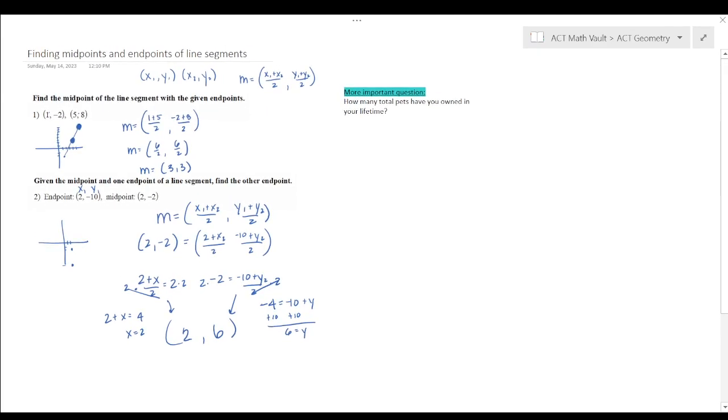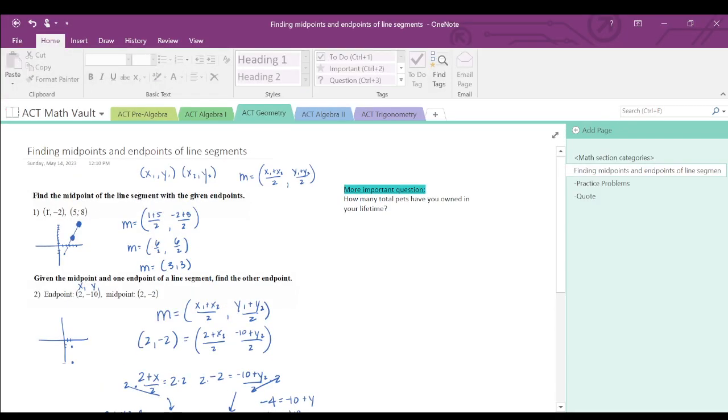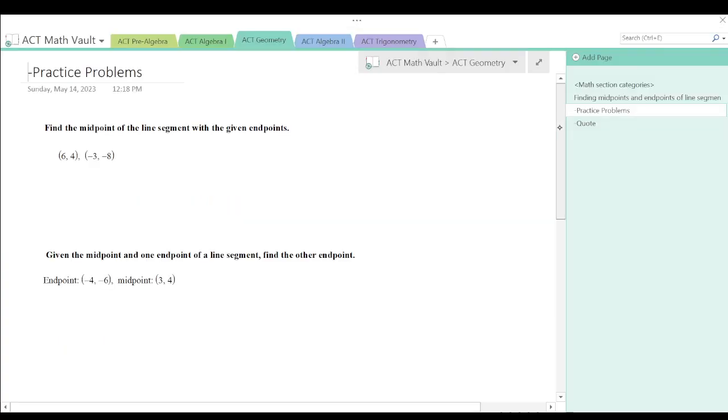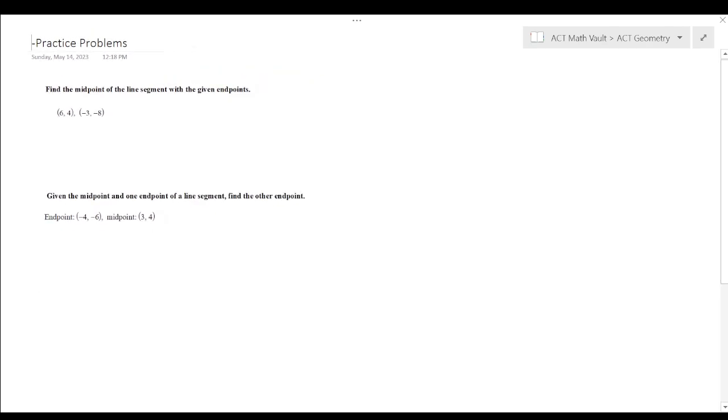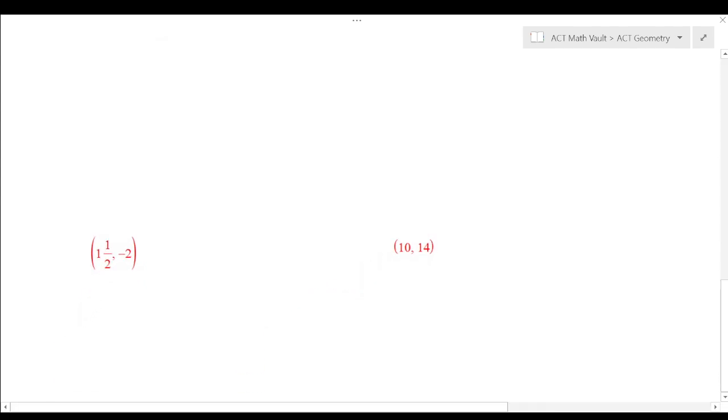So let's think about some practice problems for you. Try these, one of each kind again, and I will reveal the answers in about 1 second. Feel free to pause the video. Here they are. So you actually end up getting a mixed number, or you could call that 3 halves for the x in the first one, and then a nice happy answer for the second one. Just, it's a little harder when you're asked to find the other endpoint.